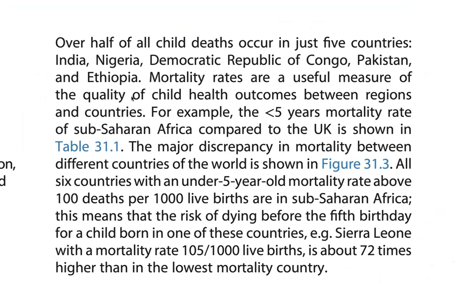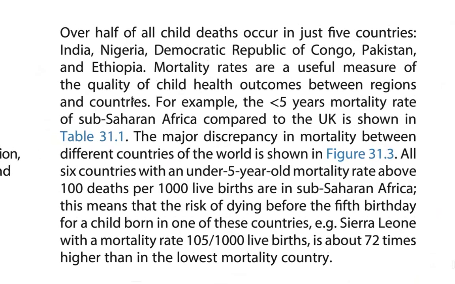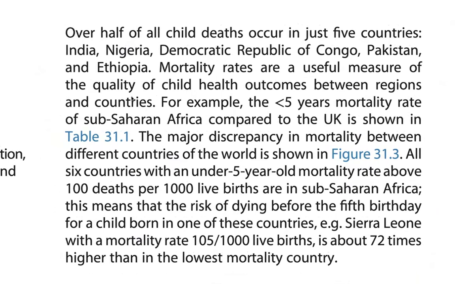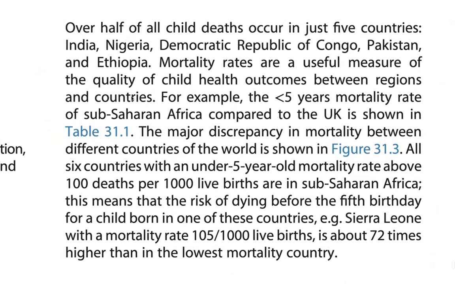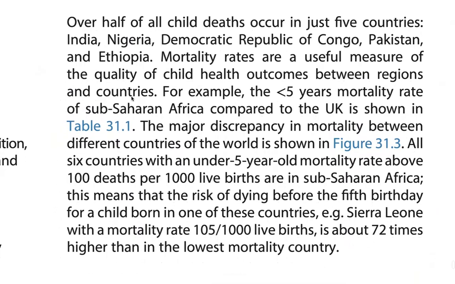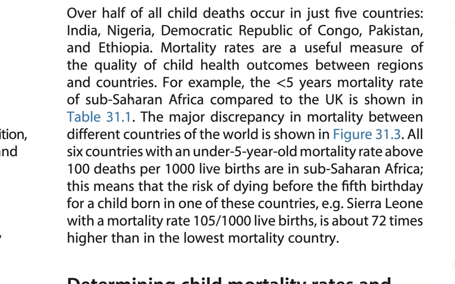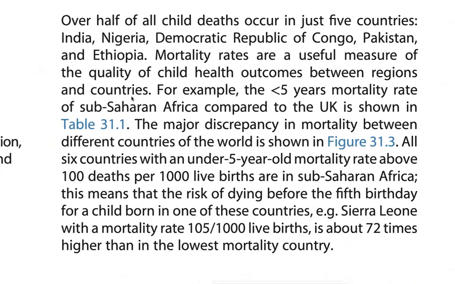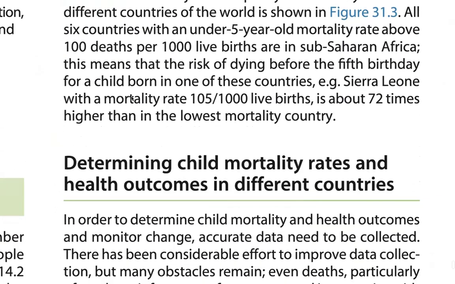Mortality rates are a useful measure of the quality of child health outcomes between regions and countries. For example, here under 5 mortality in different countries of the world is shown. All 6 countries with an under 5 mortality rate above 100 deaths per 1,000 live births are in sub-Saharan Africa. This means the risk of dying before the fifth birthday of a child born in one of these countries. Sierra Leone, with a mortality rate of 105 per 1,000 live births, is about 7 times higher than the lowest mortality country.